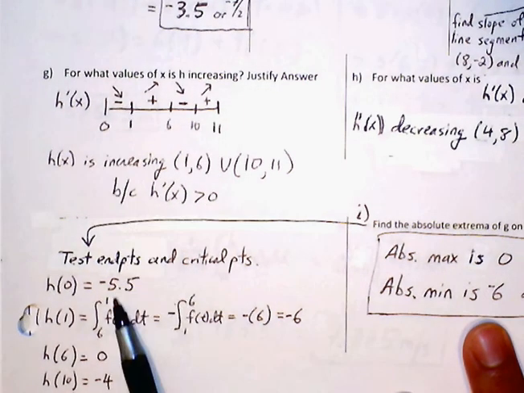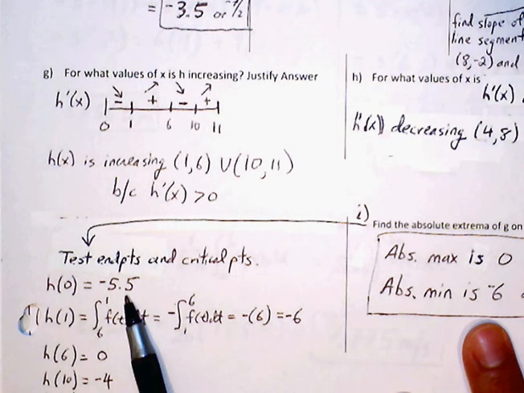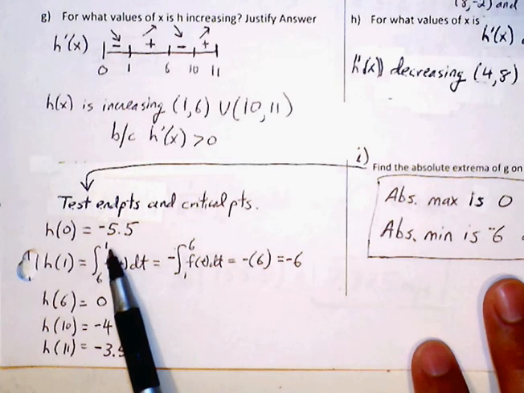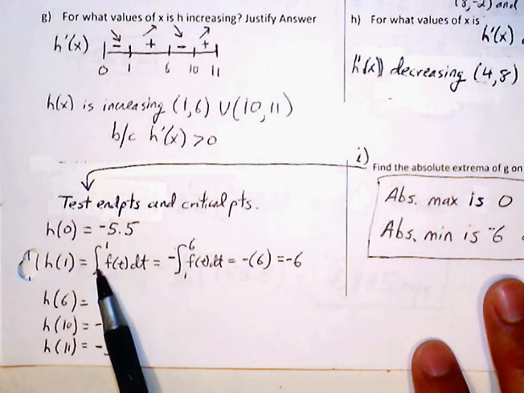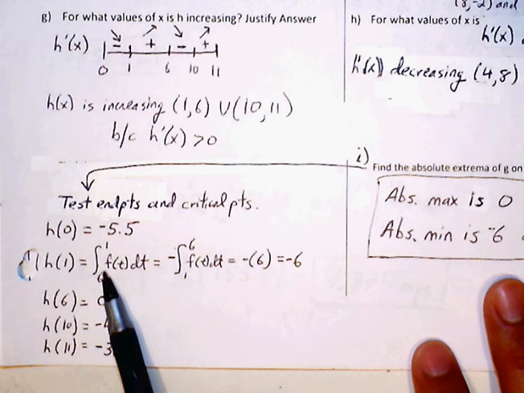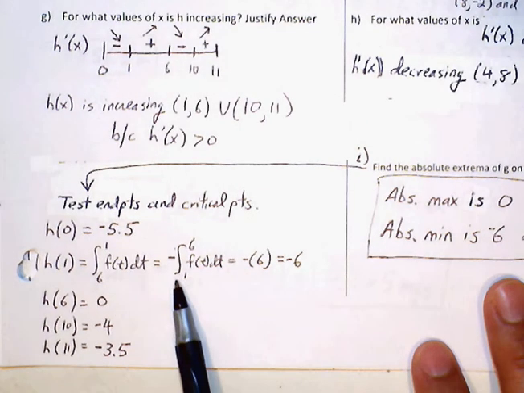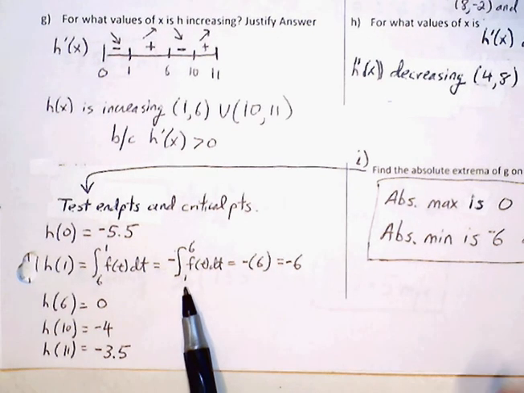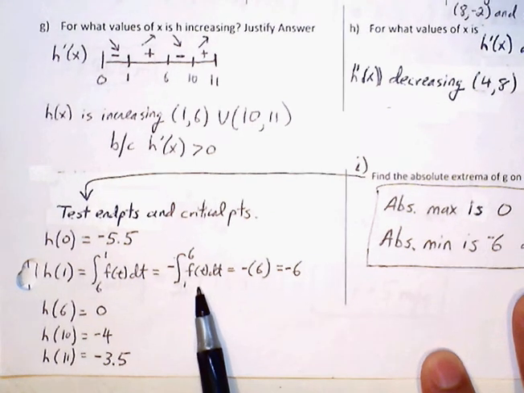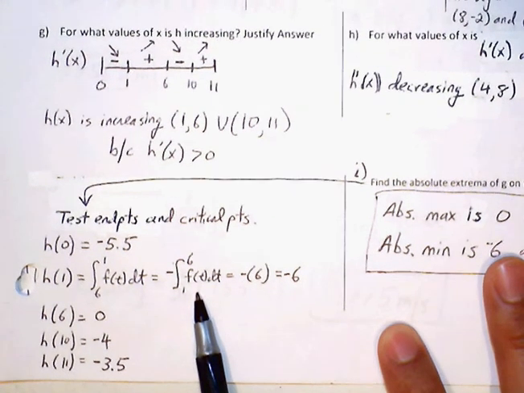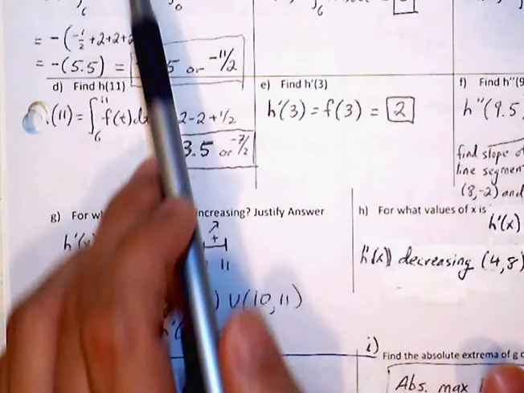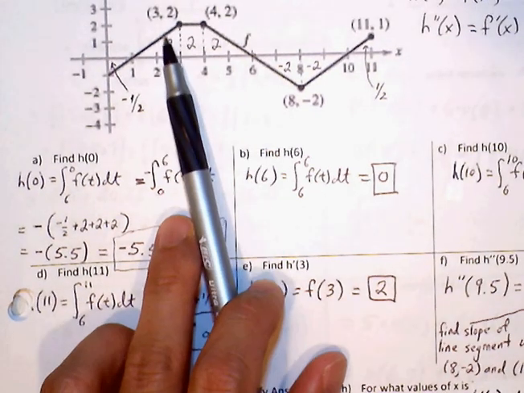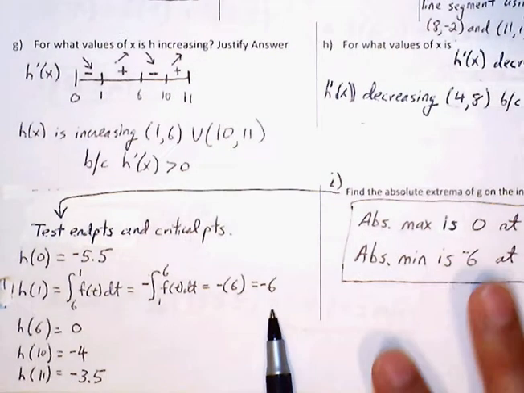So h of 0 we found from before is -5.5. H of 1, okay, so plug 1 in for x, definite integral from 6 to 1, but I'm going to flip this so that we can evaluate it with the lower bound being the smaller value. Pull a negative out. So from 1 to 6, we see from the graph that the regions there will add up to be +6, but we pull a negative in front, so therefore -6.